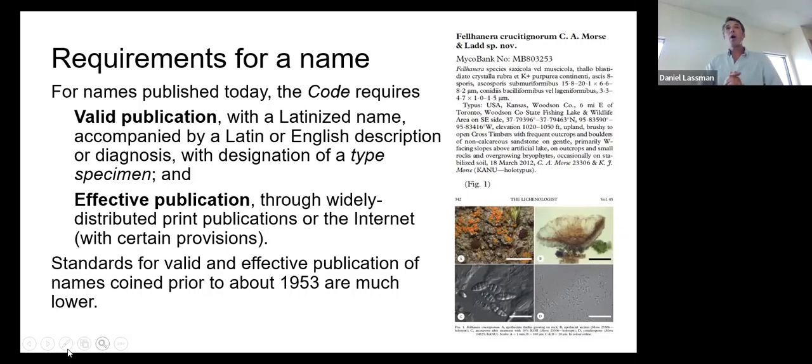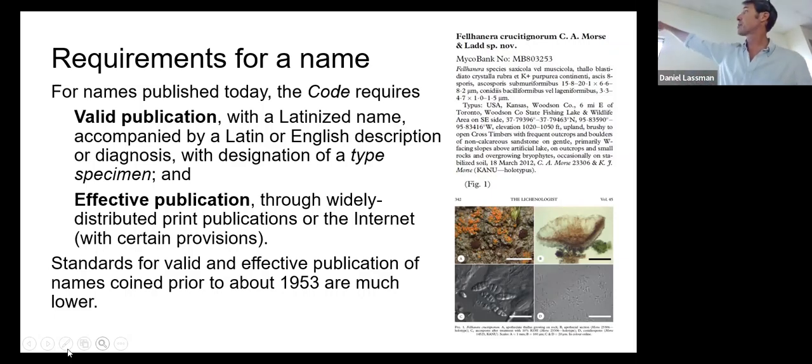Okay. So, requirements for publishing a name in the code. If I want to go out and publish a name, following the code, I have to do two things. I have to validly publish it, which means I have to have a Latinized name, which we've talked about ad nauseum. That's a Latin expression. And it has to be accompanied by an English or a Latin diagnosis or a description. It used to be always Latin, but they've kind of eased it a little bit. Now English is fine because it's the lingua franca of botany. That's Latin too. And you have to designate a type specimen.